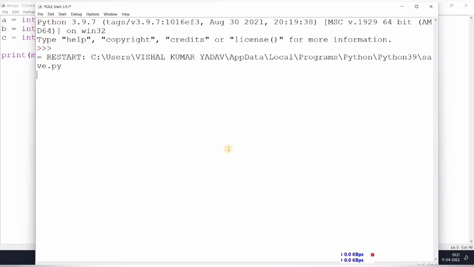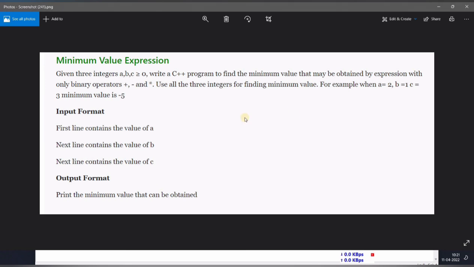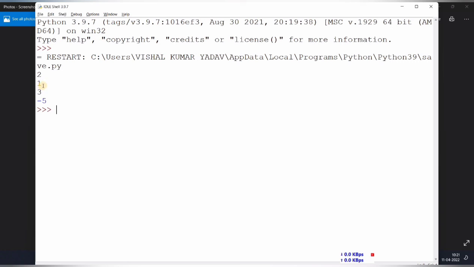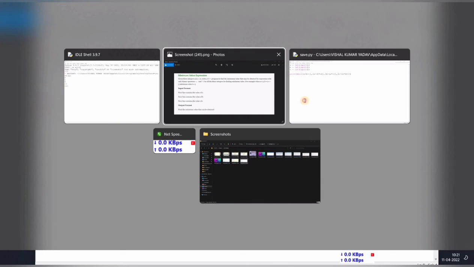So suppose the value of a is 2, the value of b is 1, and the value of c is 3. So see, minus 5 is the minimum value. You can see over here in the question also, the value of a is given as 2, then b is 1, and c is 3. Then in that case, the minimum value is minus 5. That is what I'm getting.